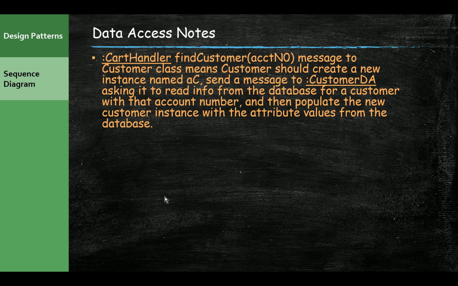So, notes on data access. The cart handler's find customer account number message to the customer class means customer should create a new instance named AC, send the message to customer DA asking for it to read info from the database for a customer with that account number, and then populate the new customer instance with attribute values from the database.